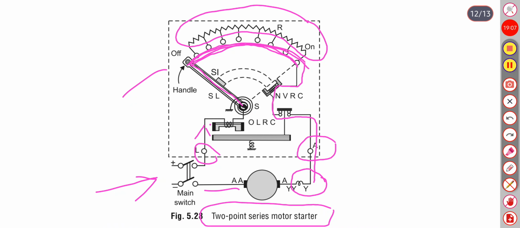So at the time of switching off, this no volt relay coil will de-energize and this small piece of iron will be disengaged, and because of this spring, the handle comes to its initial position. So this is the working of the starter to start the DC series motor.